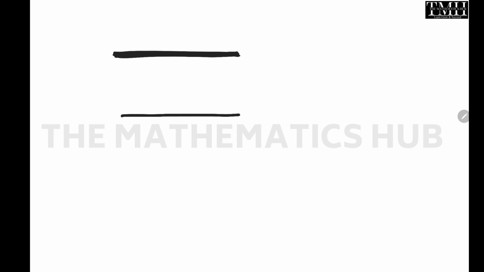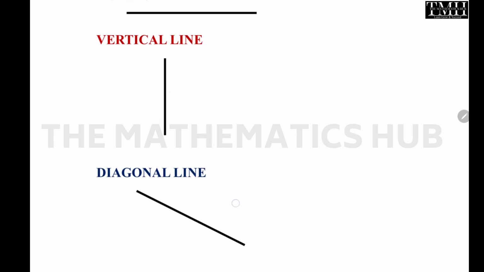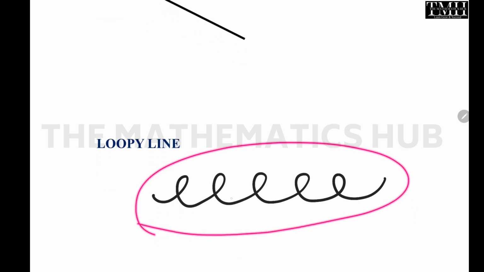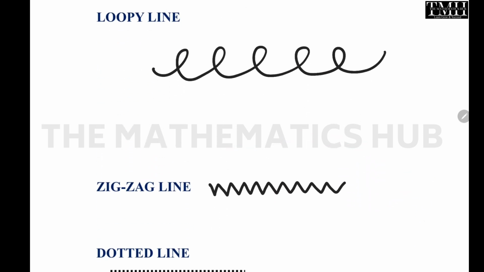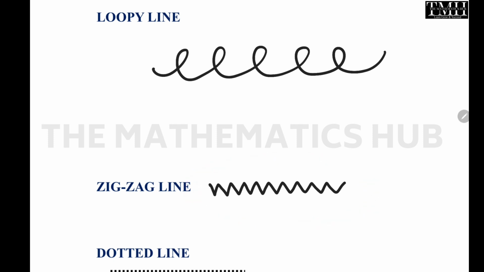Let's summarize once again. So today we have gone through the basic concept of geometry, and that is about types of lines. These sleeping lines are known as the horizontal lines. These standing lines are known as the vertical lines. These slanting lines are known as the diagonal lines. Then these type of lines are known as loopy lines. You can see the zigzag lines, and next time do a job.